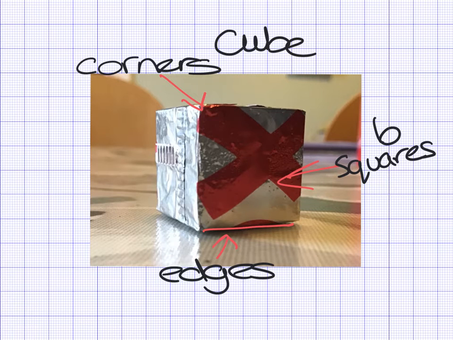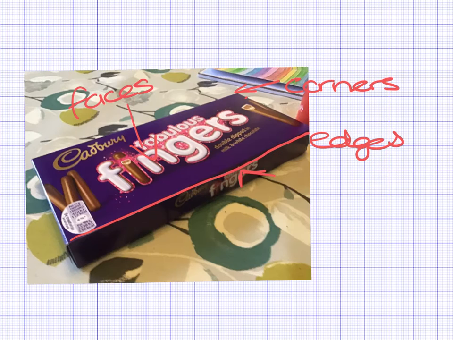I'd like you to pause the video and you're going to go and find a cube. Now you've got your cube, can you work out how many corners there are and how many edges there are? Did you work it out? There's 8 corners and 12 edges.